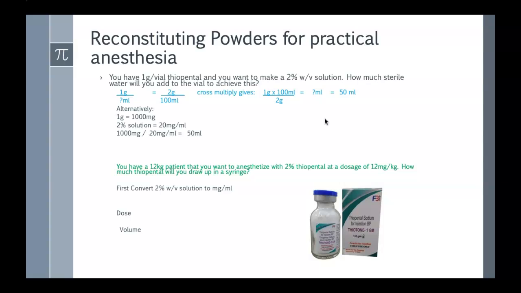So that's one way to do it. For me, I find it a little bit simpler not to cross multiply because my brain doesn't work that way, and that's okay. So for me, what I would do is take 1 gram, and I know that 1 gram equals 1,000 milligrams. And I know that a 2% solution equals 20 mg per mil. So then what I will do is I'm going to divide 1,000 milligrams divided by 20 mg per mil, and that gives me the same answer at 50 milliliters.